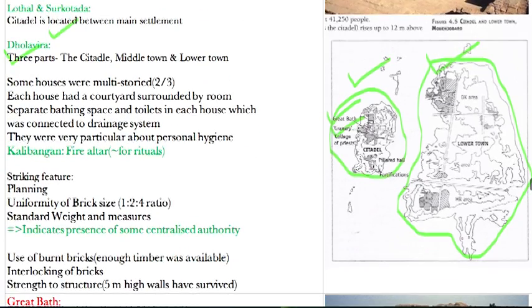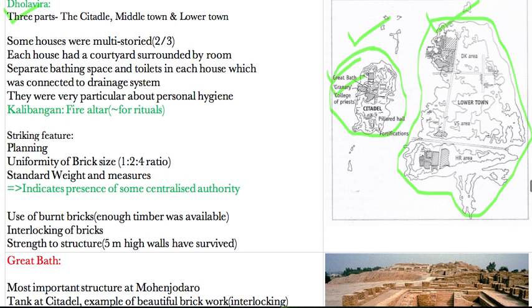Then some houses were multi-storied, that is, 2 or 3 storied. What are other features? Each house had a courtyard. Like today also, if you go and see houses in rural India, you will see there is an angan or courtyard, and surrounding that you have lots of rooms. So the same pattern was followed at that time also. Each house had a courtyard surrounded by rooms.